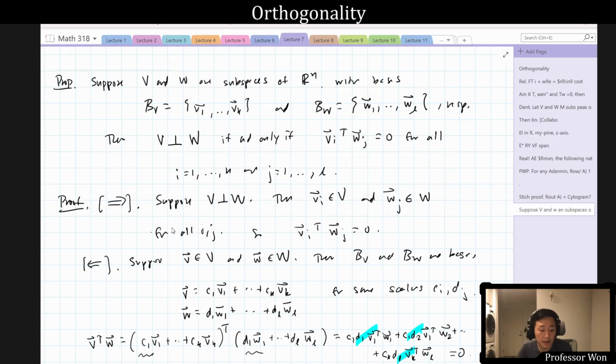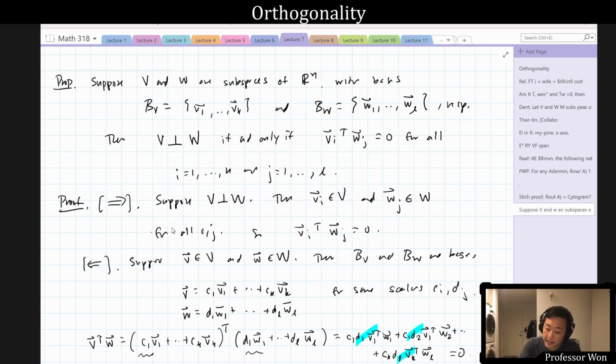Okay, so this is a nice, useful thing because you oftentimes do actually have bases of your subspaces in practice. And so you can check whether two subspaces are orthogonal by just checking if all their basis elements are orthogonal to all the other basis elements.